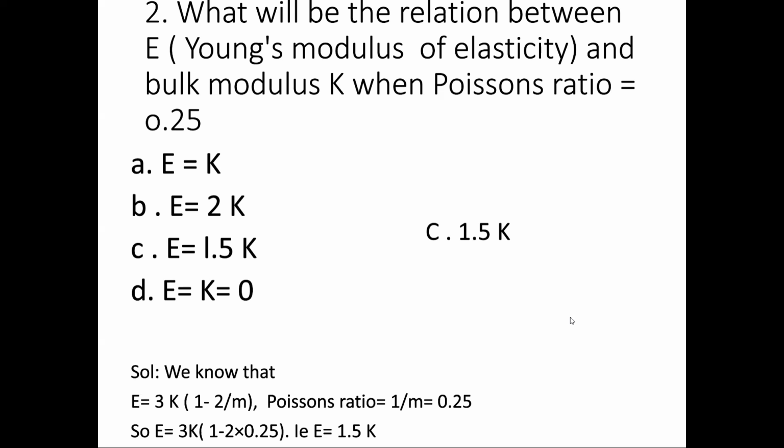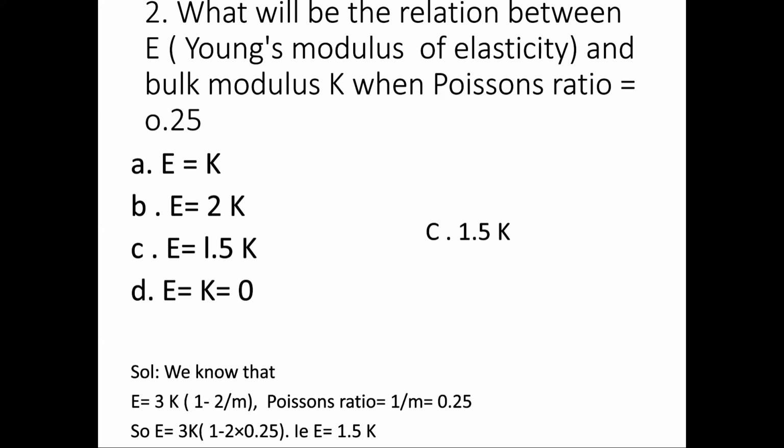Next question. What will be the relation between Young's modulus of elasticity E and bulk modulus K when Poisson's ratio is equal to 0.25? Options are given. The answer is 1.5 K. Let us see the explanation.